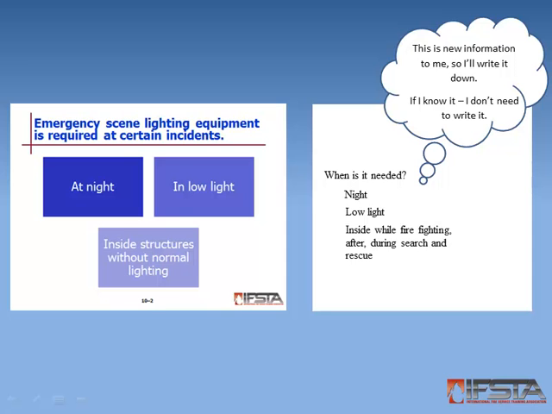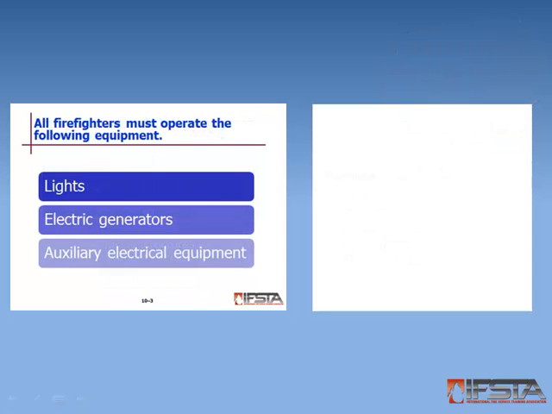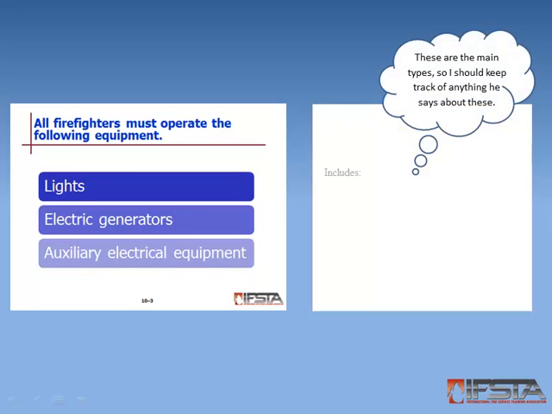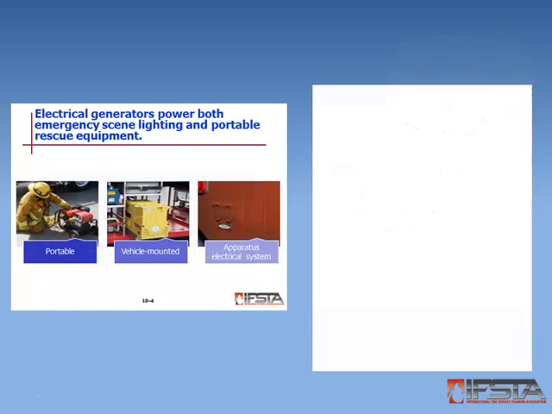This equipment includes lights, electrical generators, auxiliary electrical equipment. First of all, electrical generators. The electrical generators power the emergency scene lighting and also may power the portable rescue equipment. This is the most common power source used by emergency service personnel today.